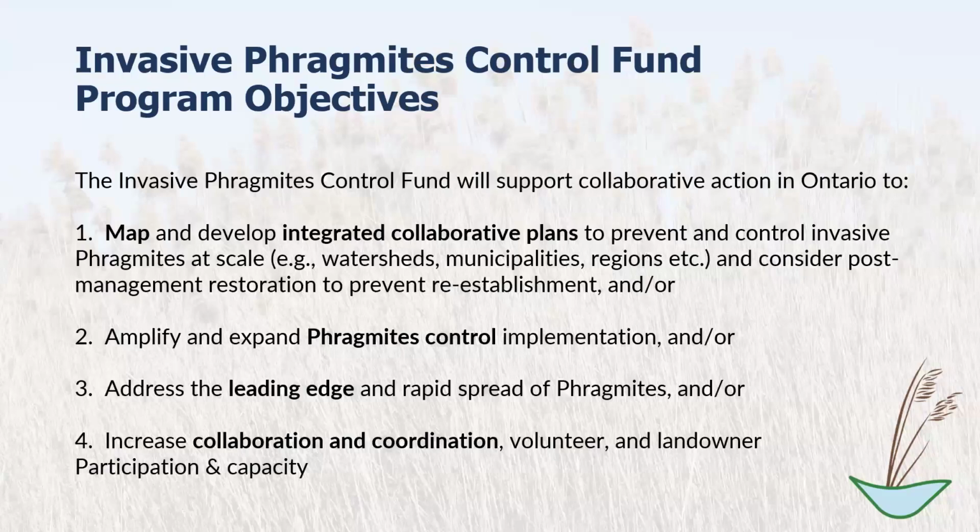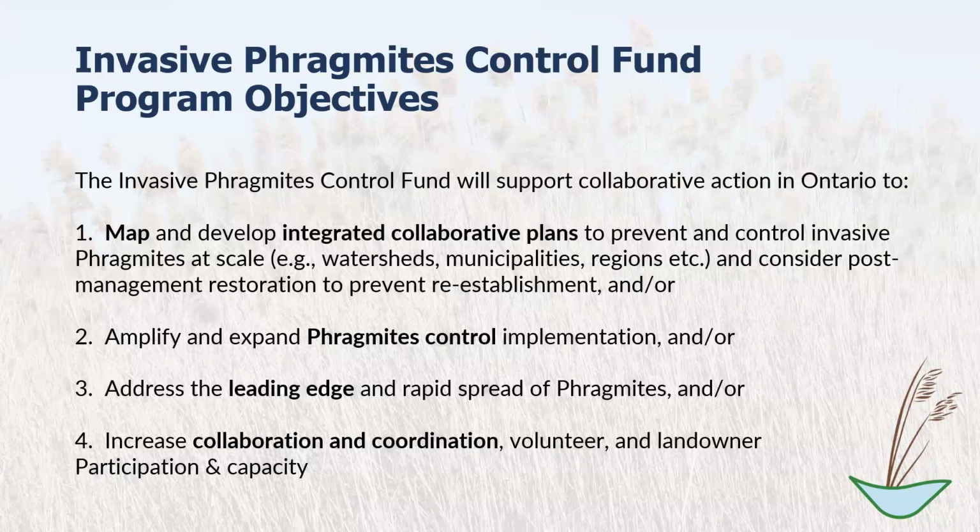So the program objectives that we have for the IPCF this year, this fund is going to support collaborative action in Ontario to, again, like I mentioned, map. So map and develop integrated collaborative plans to prevent and control invasive Phragmites at scale. So watersheds, municipalities, regions. Okay.